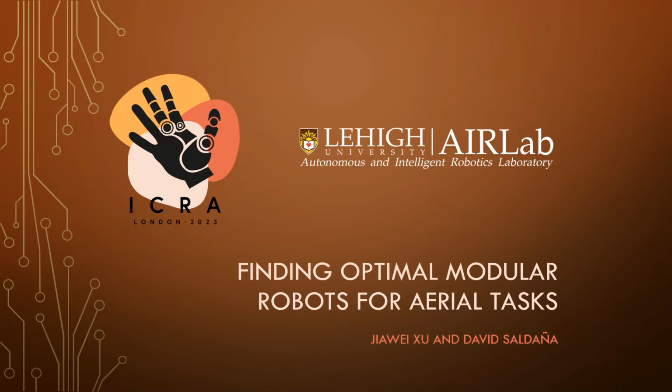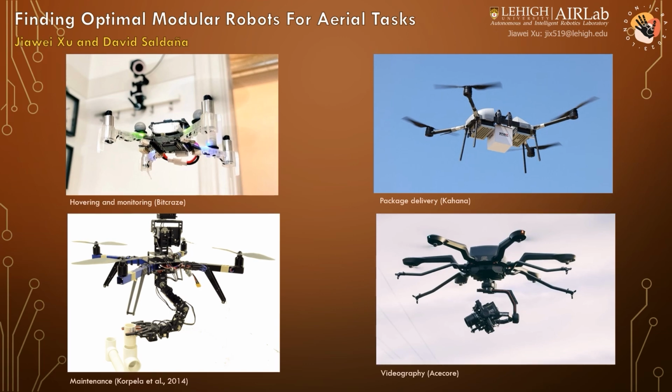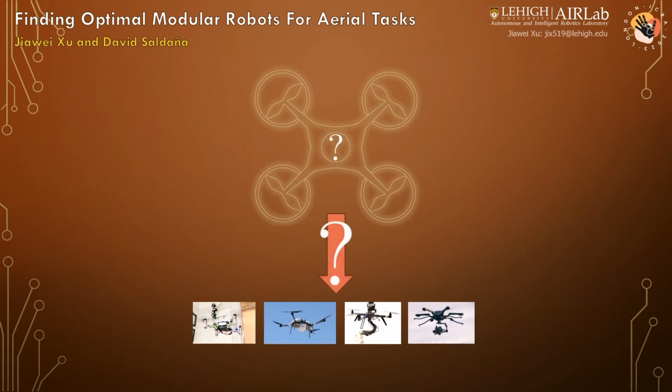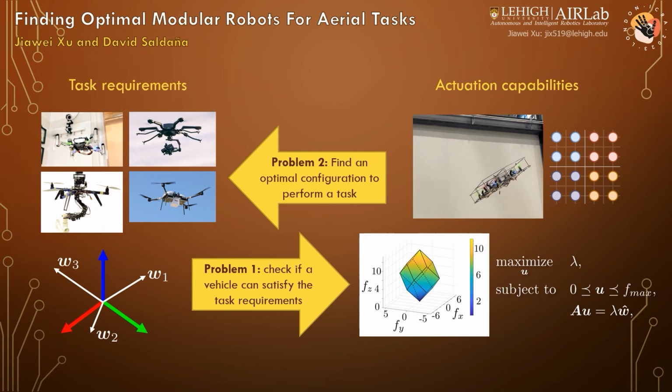Welcome to my presentation of our paper, Finding Optimal Modular Robots for Aerial Tasks. Different aerial tasks require flying robots of different designs to tackle. Without prototyping and testing, one hardly knows if a vehicle satisfies a task requirement. In our paper, we apply computational geometry and optimization on a modular multi-rotor design to progressively generate and evaluate aerial vehicles that can satisfy any task requirement. Our methods are validated in realistic simulations.